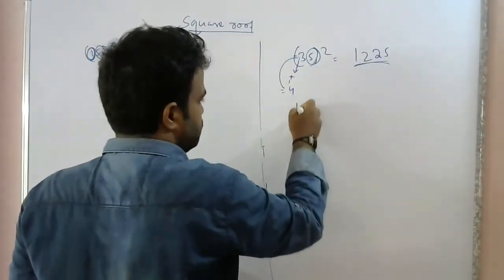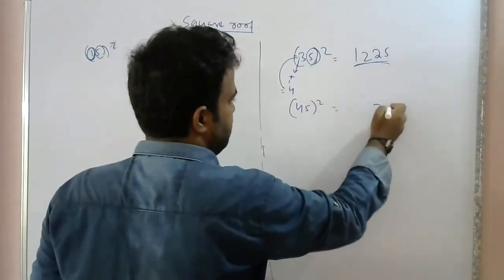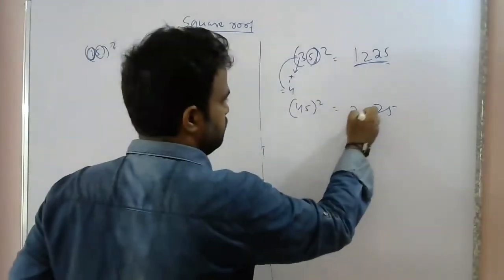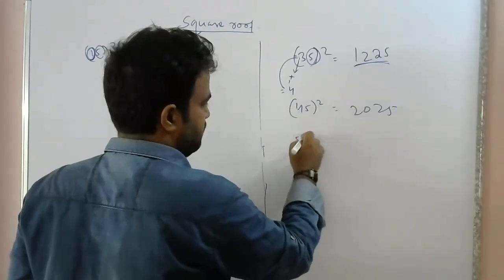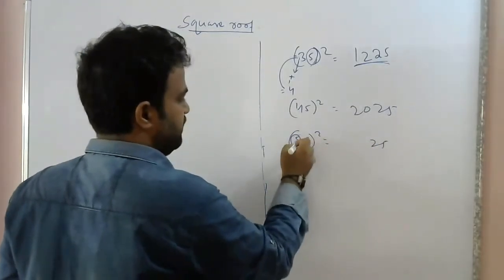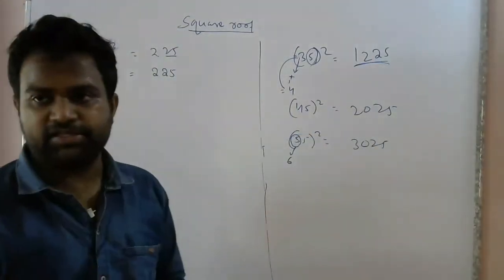So similarly, square of 45, 5 square, 25. Next number of 4, 5. 5 into 4, 20. 2025. Square of 55, 5 square 25. Next number of 5, 6. 6 into 5, 30. 3025. Easy.